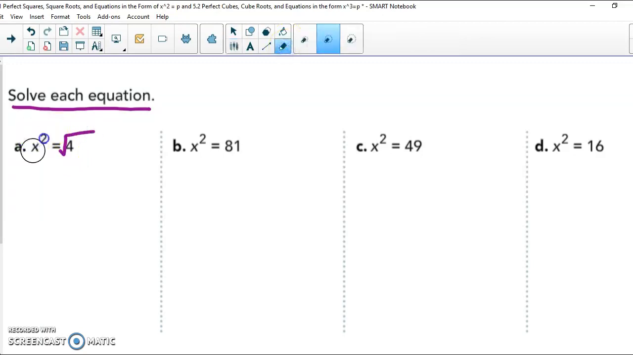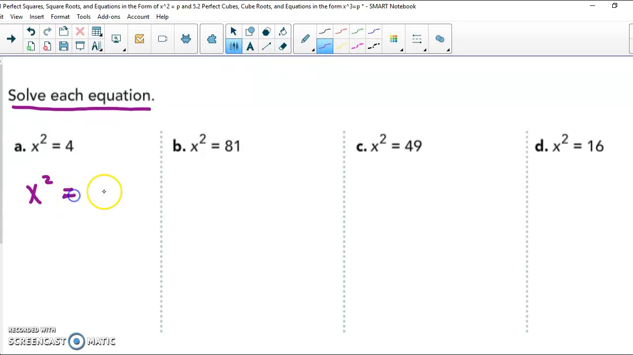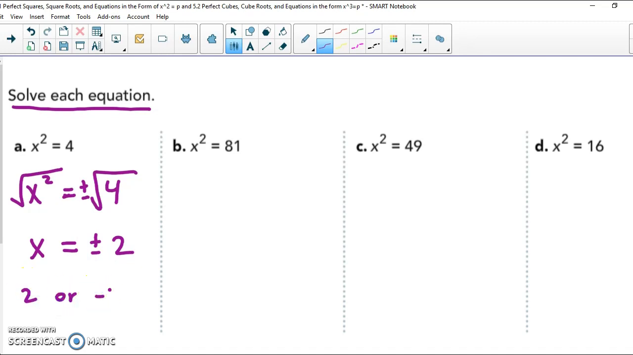But I'm going to take it back a step here, and I'm going to rewrite this so I have a little more room, because when I take the square root of 4, I want to remember to include the positive and the negative version. So now I'm going to simplify. The square root of x squared is x, and the square root of 4 is plus or minus 2. So my solutions are 2 or negative 2.